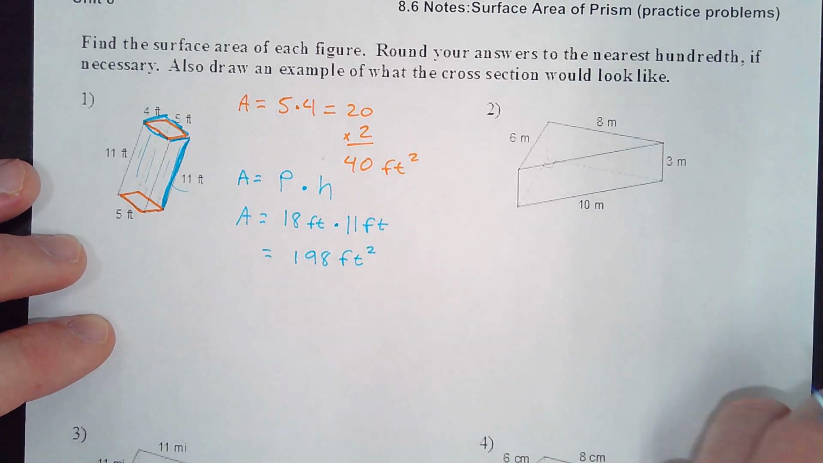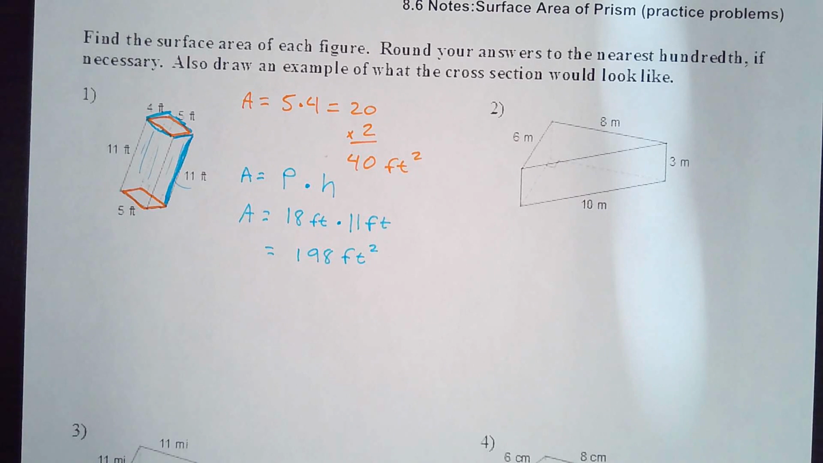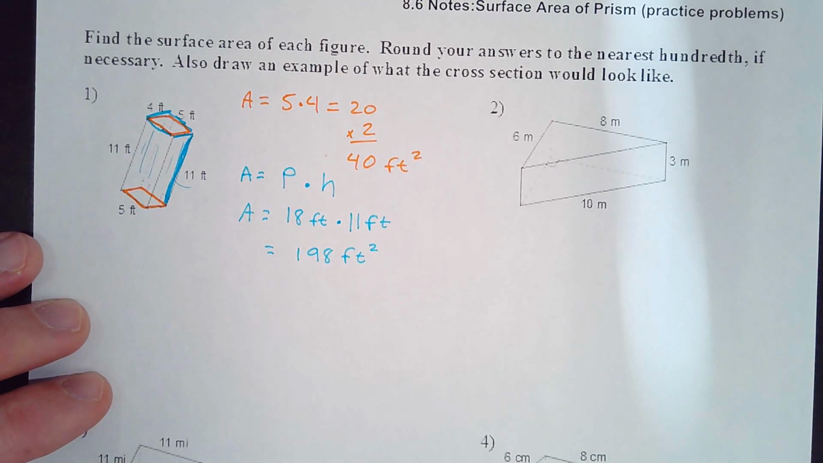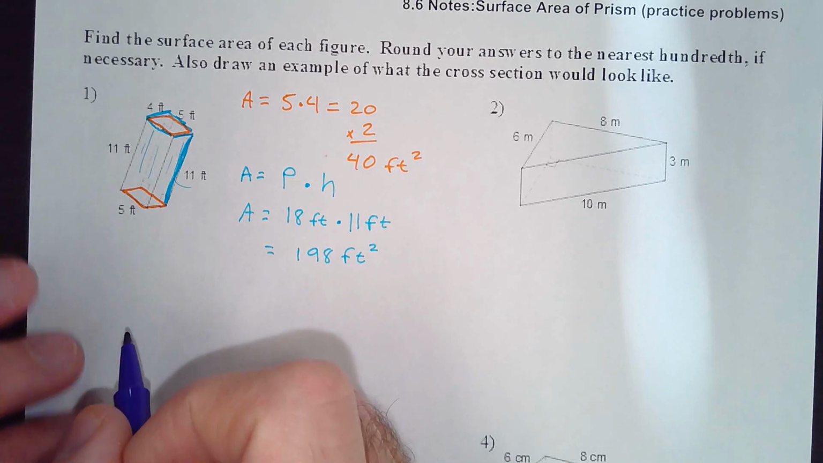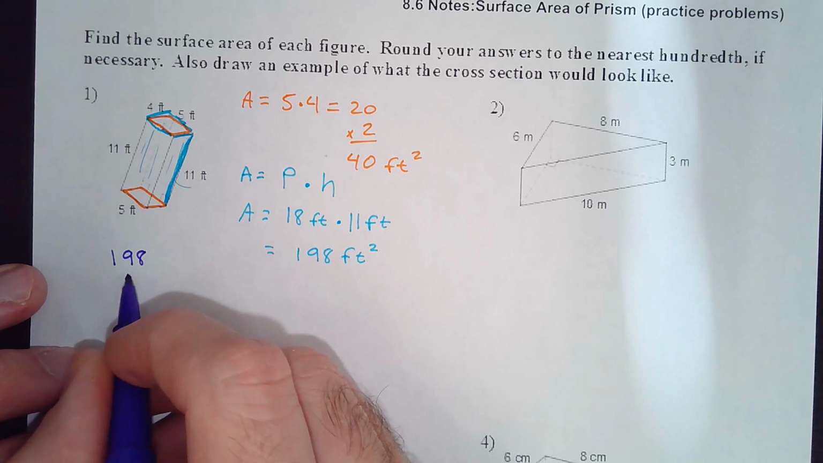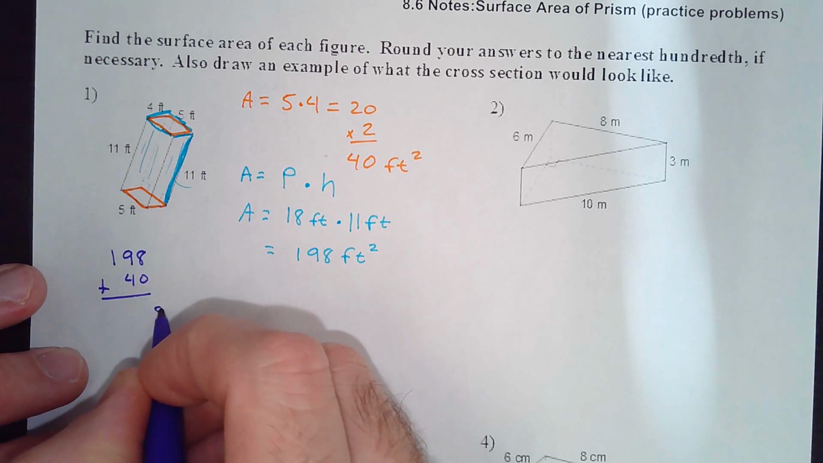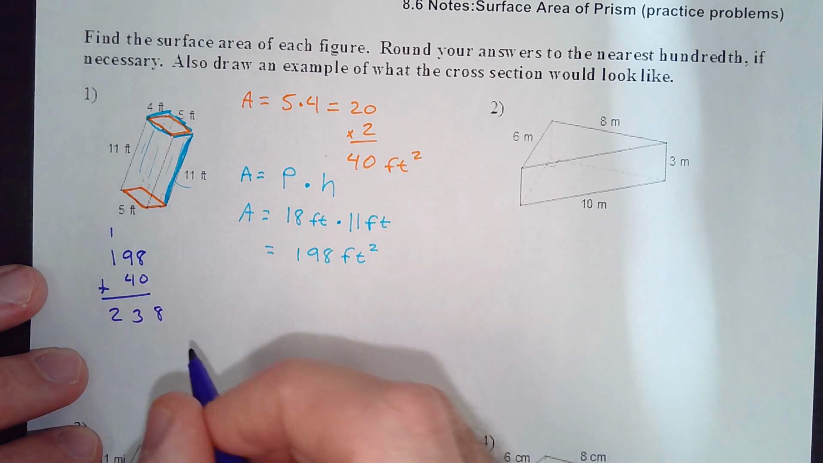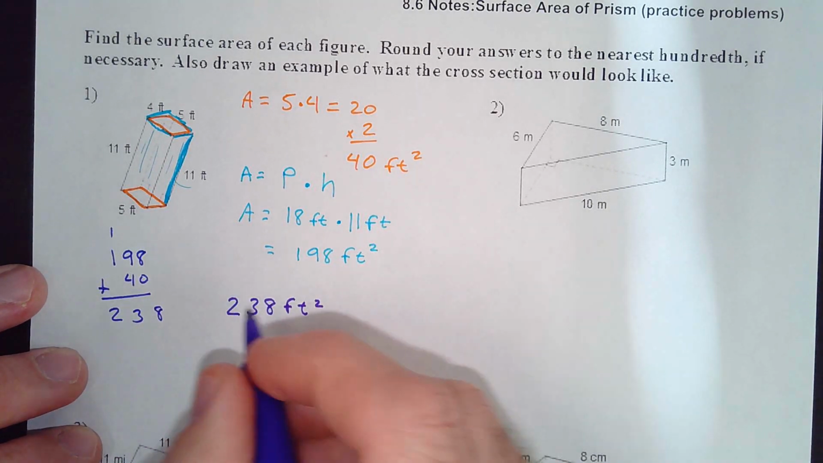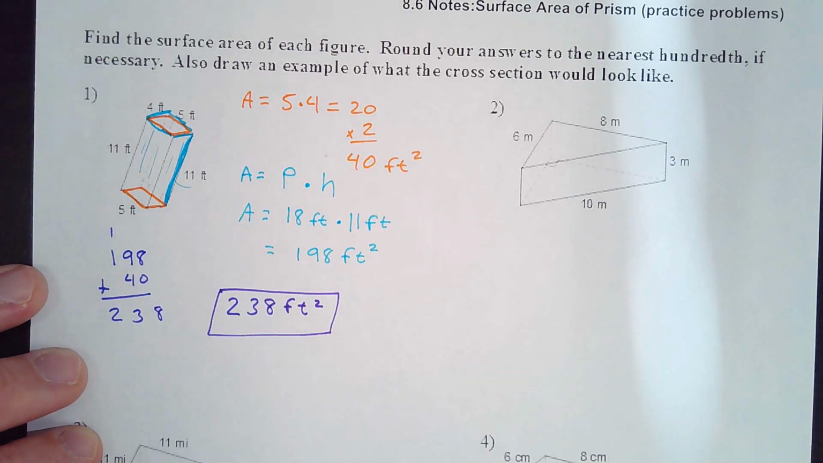Now if I want to find the area of this whole entire thing, I broke it down into two parts. I found the area of these orange pieces, and then I found the area of the blue part. So to find the area of the whole thing together, we're just going to add up our two parts, and we get 238 feet squared. So that's the surface area of this piece.